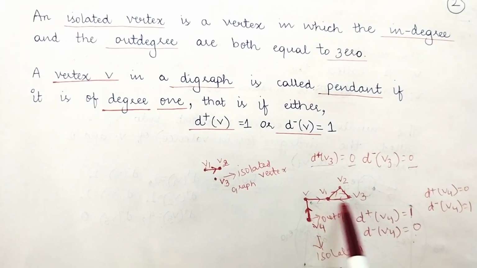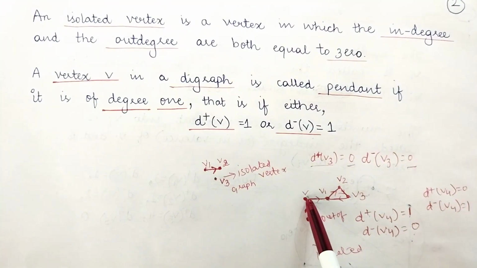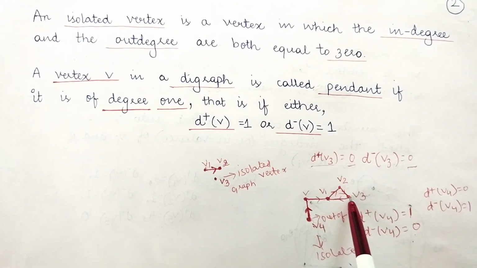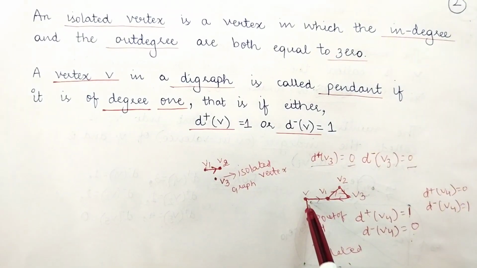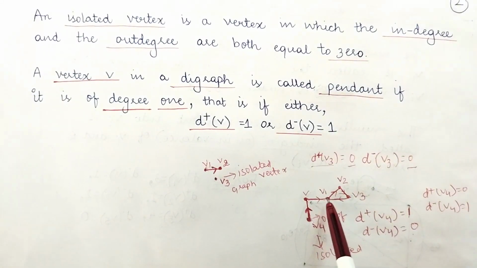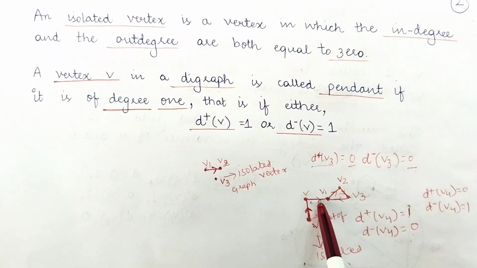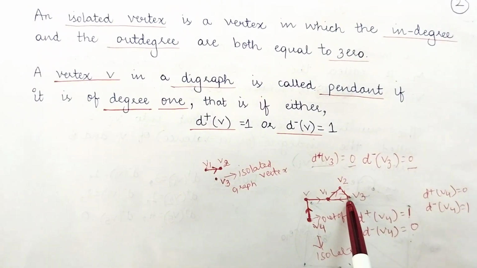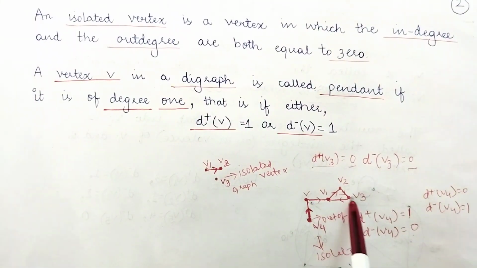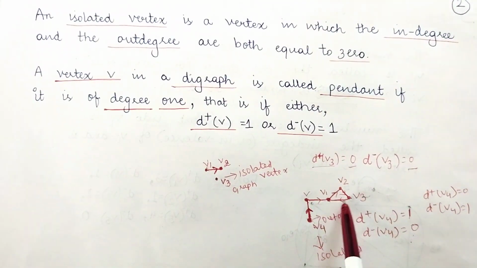So, if you look at this graph, there are how many vertices? 5: vertex V, V1, V2, V3 and V4. Now, if you look at vertex V, there are 2 edges incident upon it. If you look at V1, there are 2 edges incident upon V1. If you look at V2, there are 2 edges incident upon V2. If you look at V3, there are 2 edges again incident upon V3.